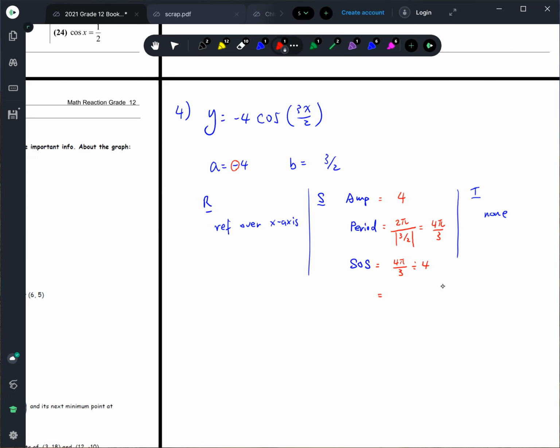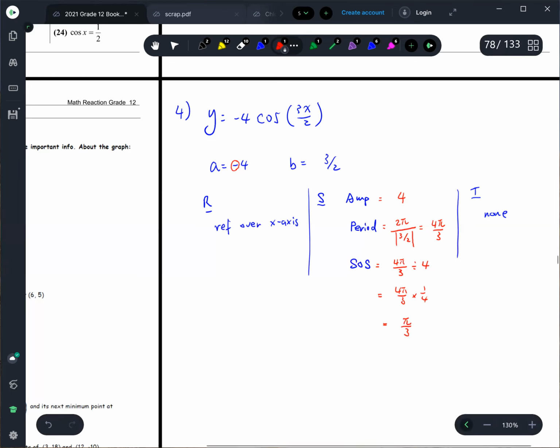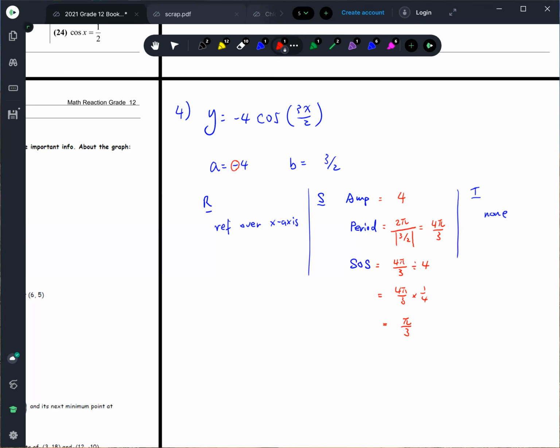4 pi over 3 times 1 over 4, which is 4 over 12, which is 1/3. So 1/3 pi. Yeah, so we can write it as pi over 3. Okay, so that means each value in the x table is always pi over 3 apart. Okay, so that's all for the story, right? No translation. So we're ready to roll. We're ready to get our table.